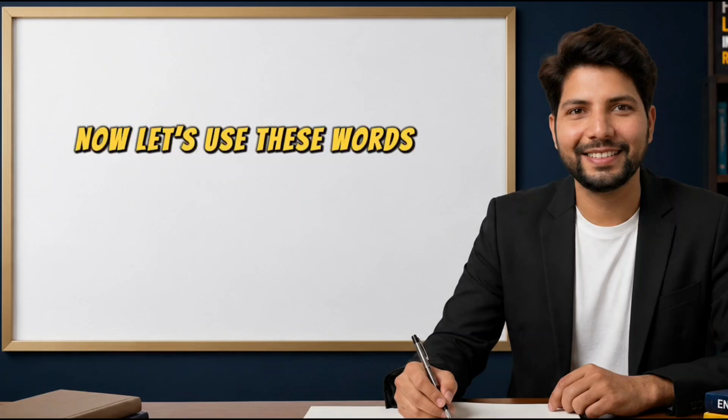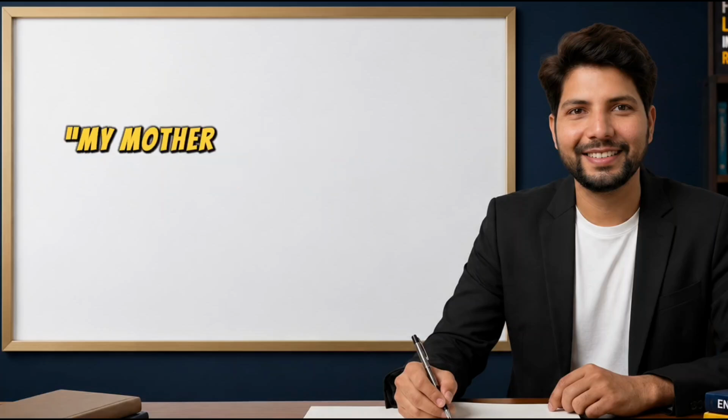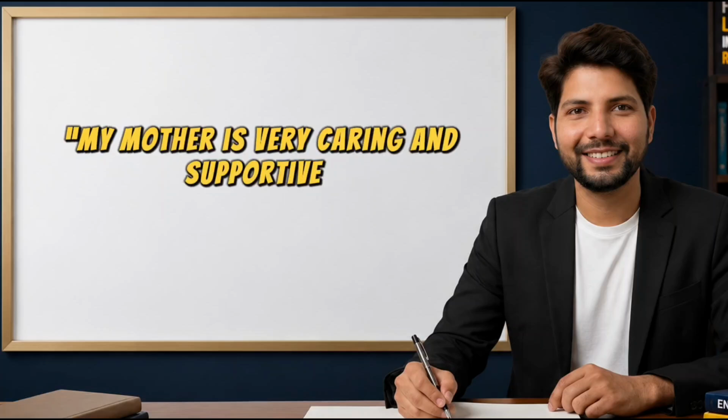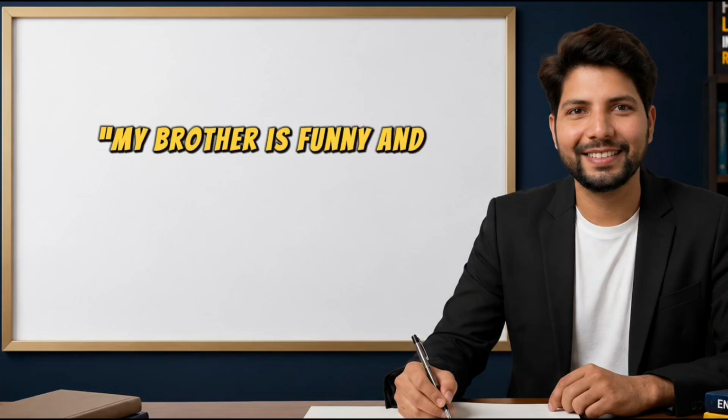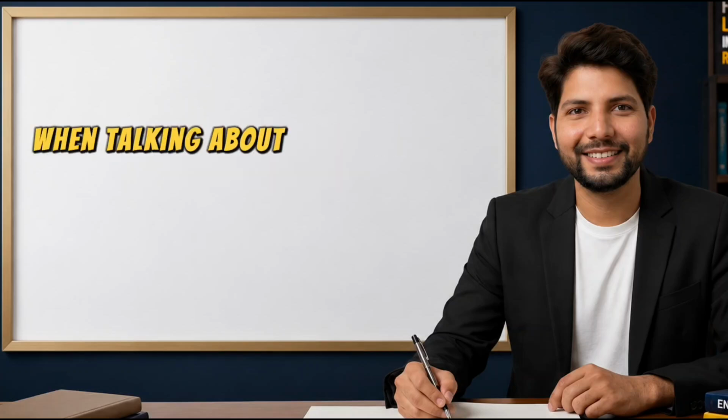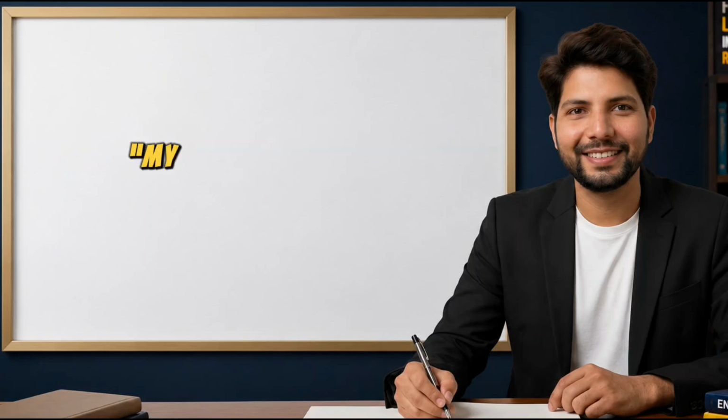Now, use these words in sentences. My mother is very caring and supportive. My father is strict but loving. My brother is funny and energetic. My sister is smart and hardworking. When talking about appearance, you can say, my brother is tall. My sister has long hair.